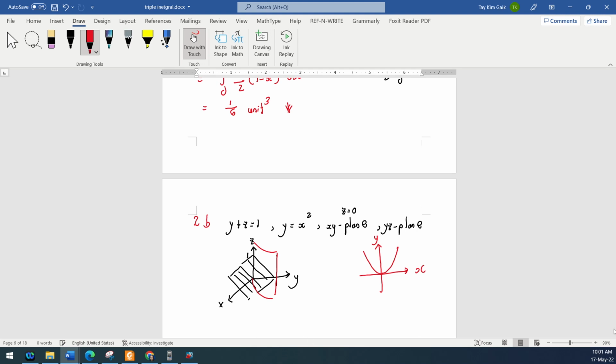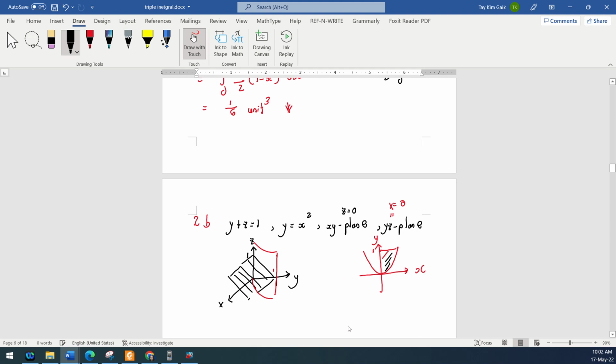But here the xy plane is z equal to 0, the yz plane is x equal to 0. Okay, xy is missing z, so z is 0, yz is missing x, so x is 0. And then y, from y plus z equal to 1, the y-intercept is 1. So the y-intercept is 1 here. Because it is bounded by the yz plane x equal to 0, only the positive part of the parabola, x positive.